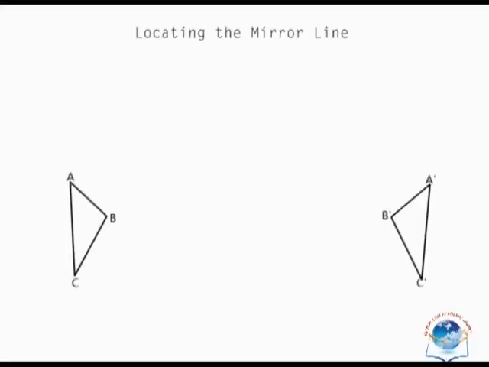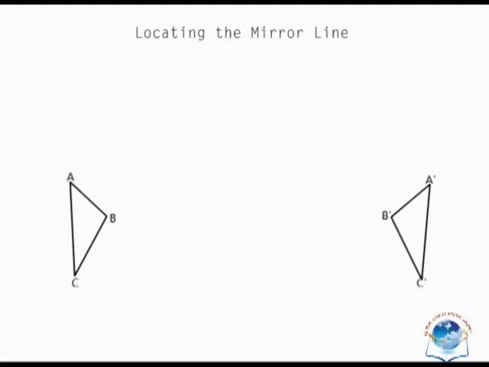Lastly, locating the mirror line. Now, in certain cases, you could be given an object and its image after reflection, and what you are required to do is find the mirror line. Knowing the properties of reflection, that should be easy. To locate the mirror line, you join any two corresponding points on the object and its image, and then you draw a perpendicular bisector of your line, and that bisector is the mirror line.